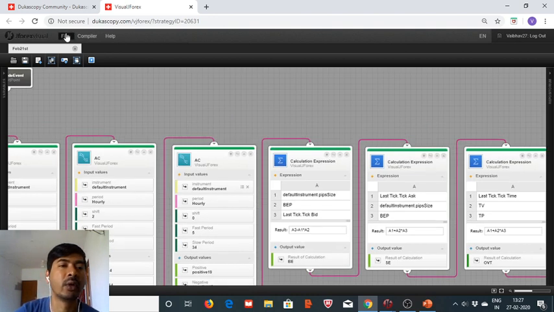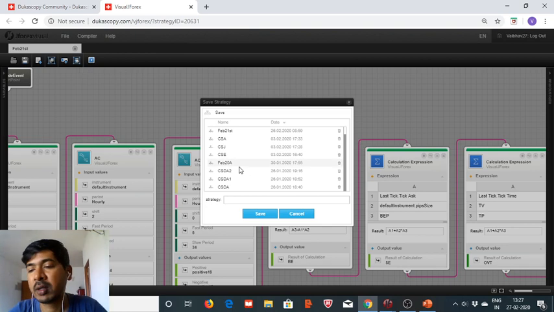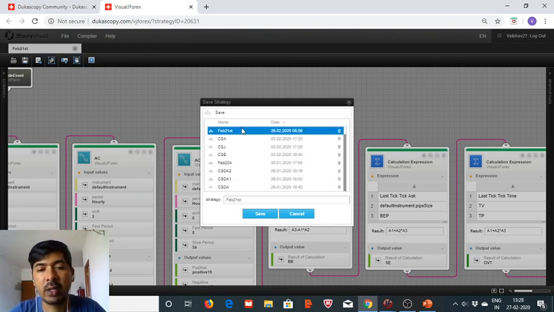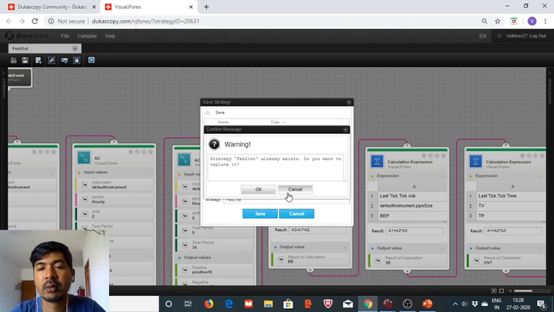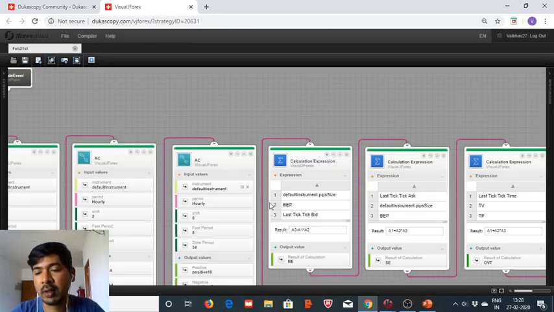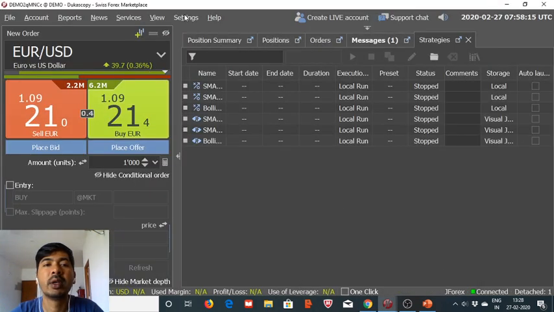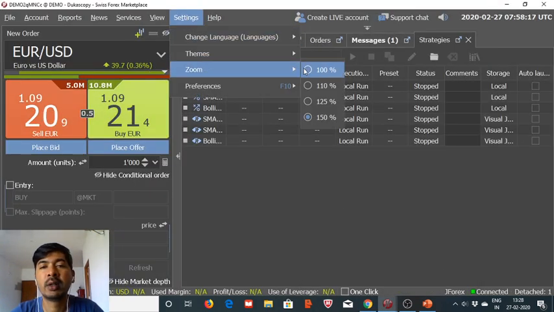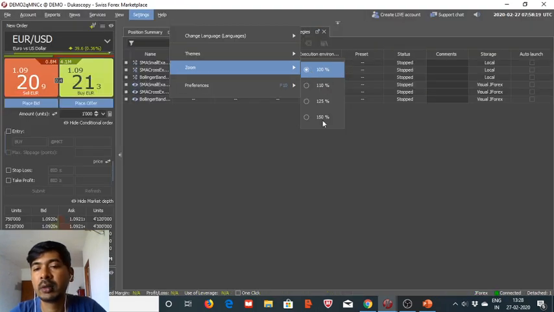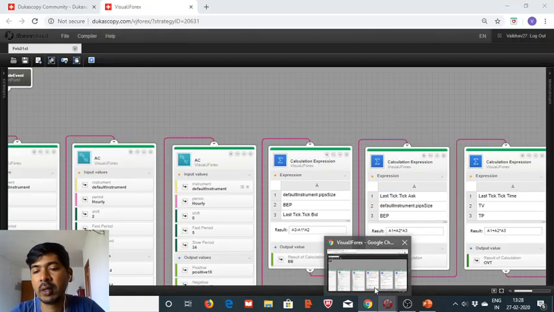So let's save the file. It is Feb 21st, as that is the date when we started working on this algorithm, and now we are in the final phase. Let's save it. Yes. And now we will need to bring it here, and for that we will need to set the zoom at 100%, and let's export it.